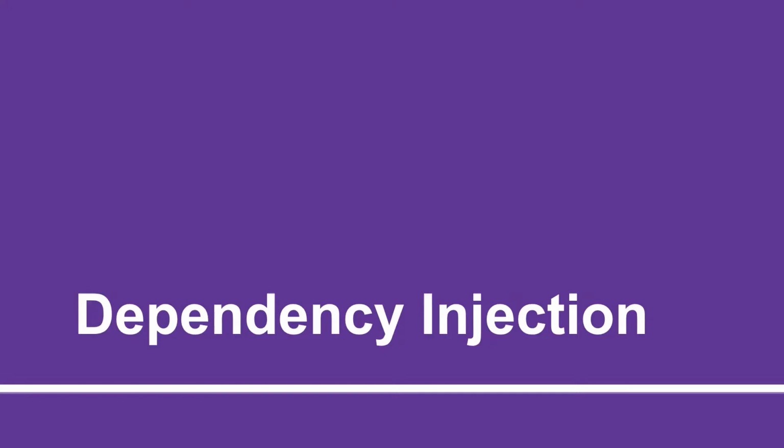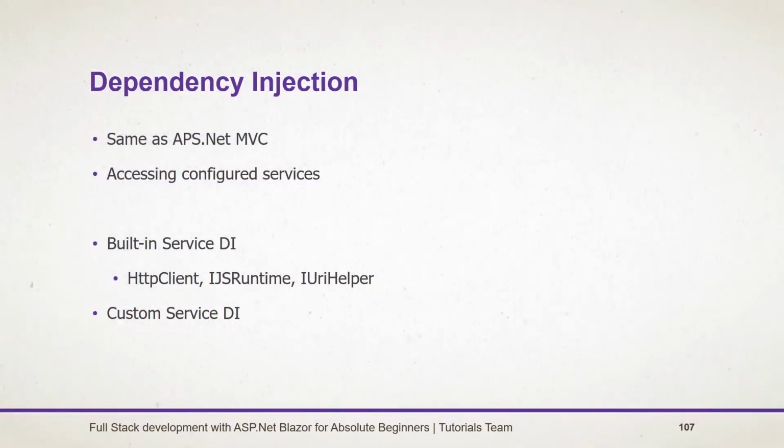In this session we will learn what dependency injection is and how to use built-in services using DI. If you have already worked with .NET MVC, then you may already know what dependency injection is. DI is a technique for accessing services configured in a central location. We can inject services in a Blazor component. Blazor itself provides some built-in services like HTTP client, JS runtime, and URI helper. We have already used URI helper in session 28.